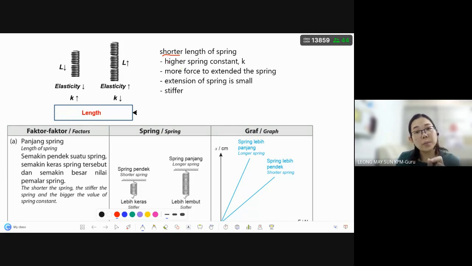And all this down here is actually the reason. You use a shorter spring. Why? So that it can have a higher spring constant. Why? Because more force is needed to extend the spring. Why? The extension is small. And why? Because it's much more stiff. All right, depends on what the question wants.